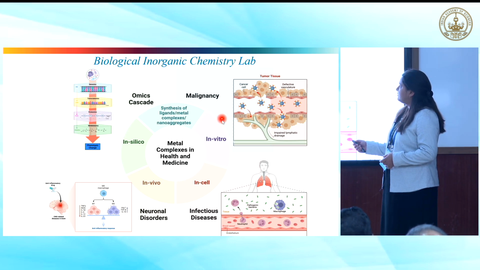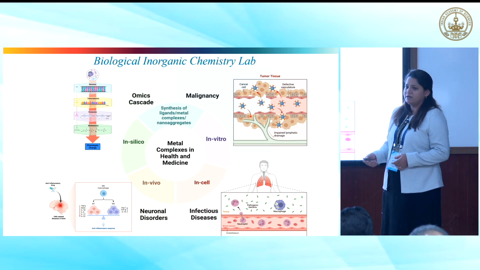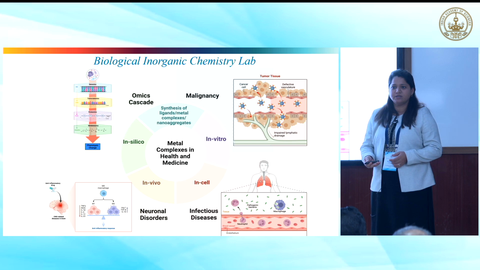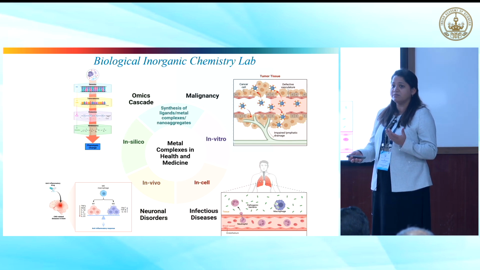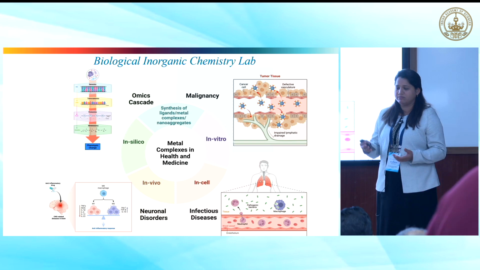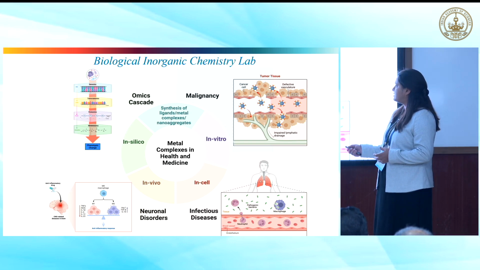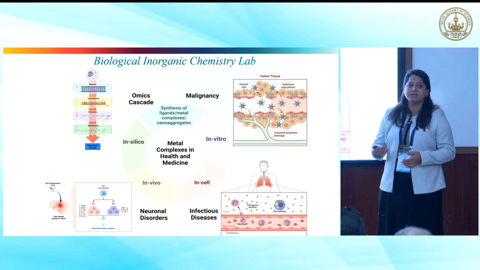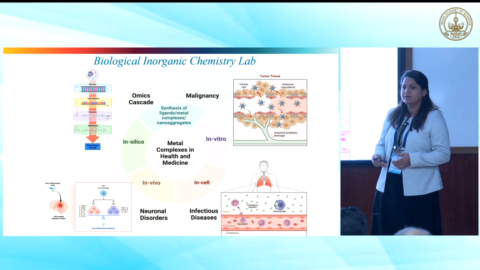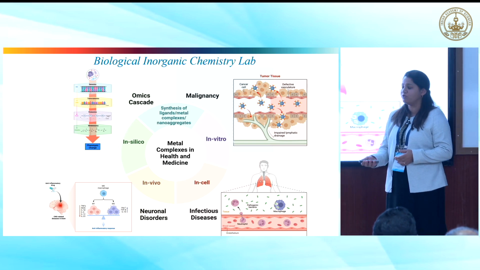Once we have done that, we try to do the characterization in the in vitro setup, where we see what is the identity of the compound, what's the binding mode, what's the oxidation state, and all those properties of the metal complexes. Then we go for the in-cell study, where we establish their mechanistic profile, their biological profile: if they are killing the cancer cell, what specific cell death pathway they are following.